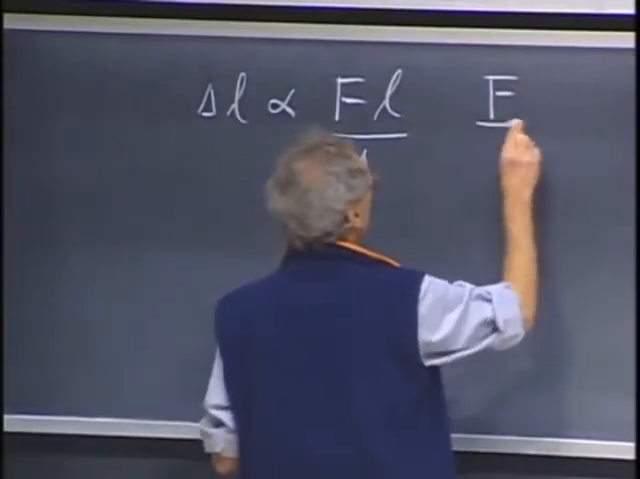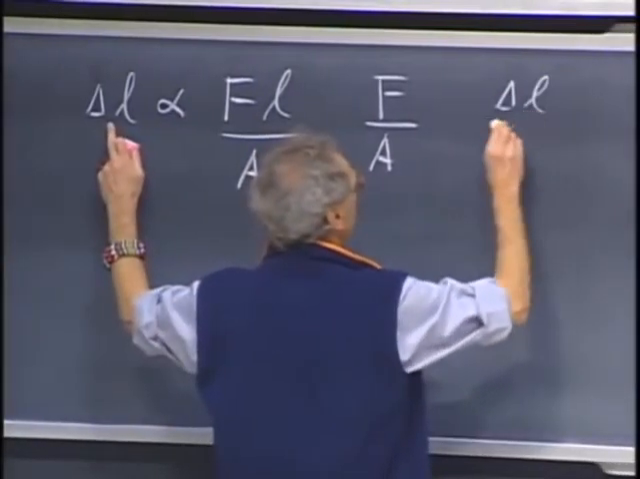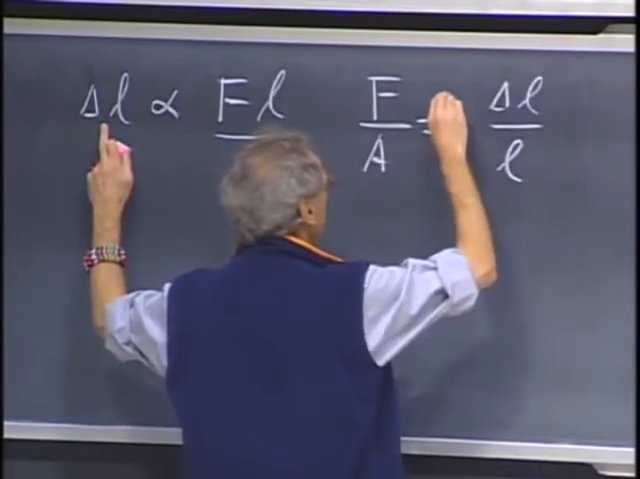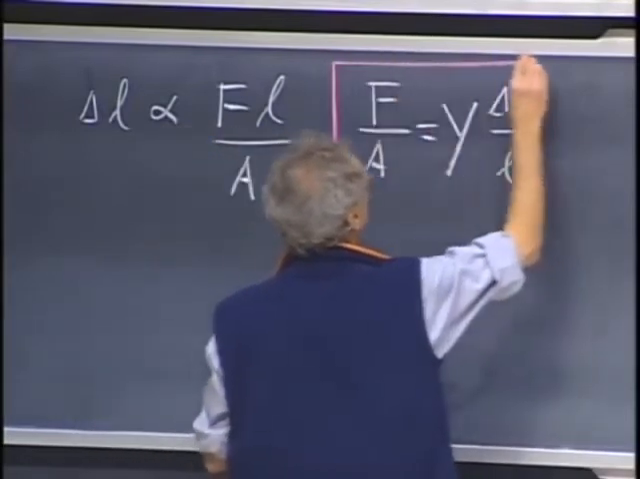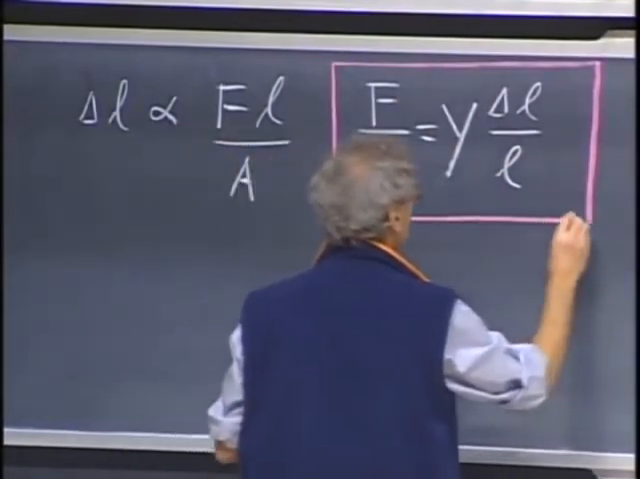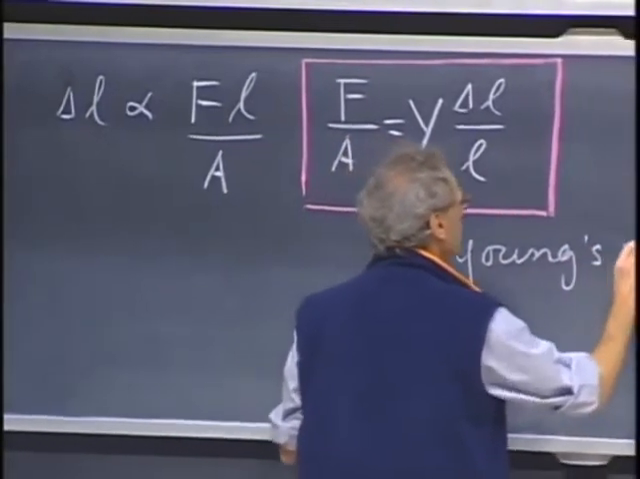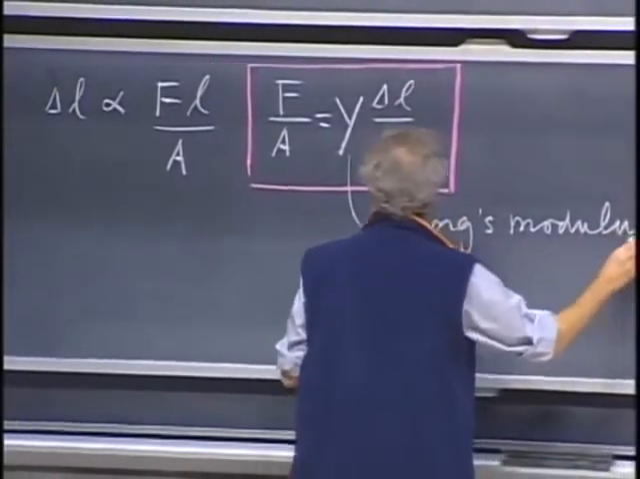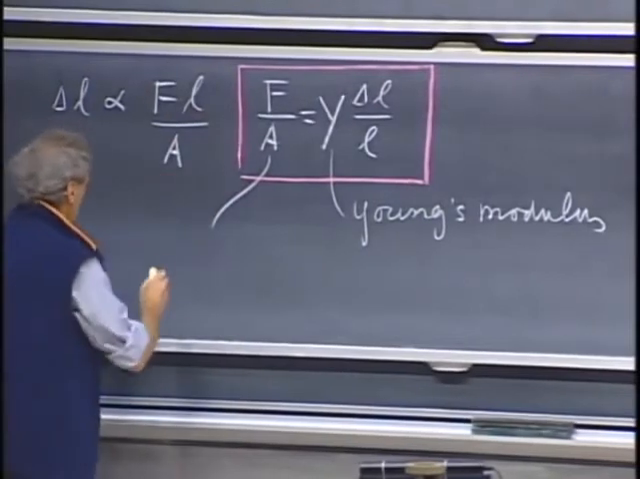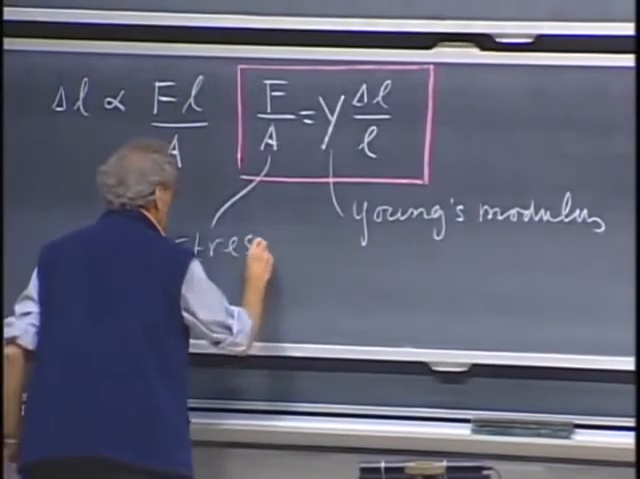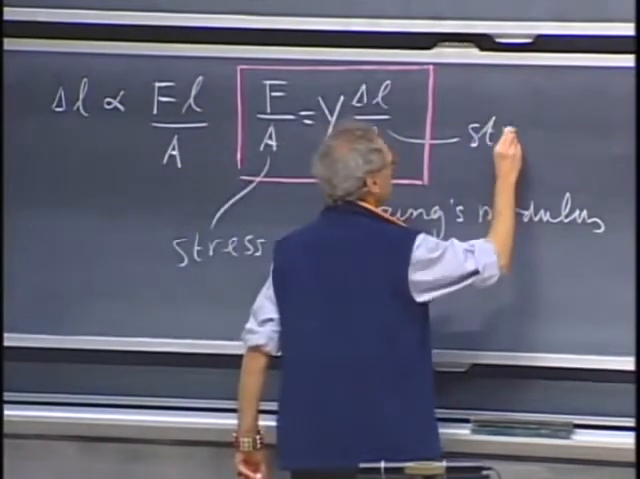So F divided by A is then proportional to delta L over L, and that proportionality constant we give a name, and that is capital Y, and that is called Young's modulus. So this is Young's modulus. F over A, which has the dimension of pressure, force per unit area, is what we call stress. And delta L over L, which is dimensionless, we call that strain.